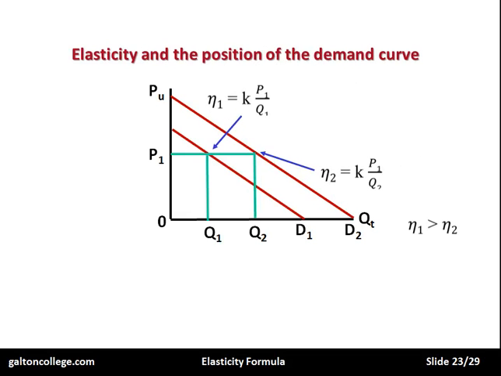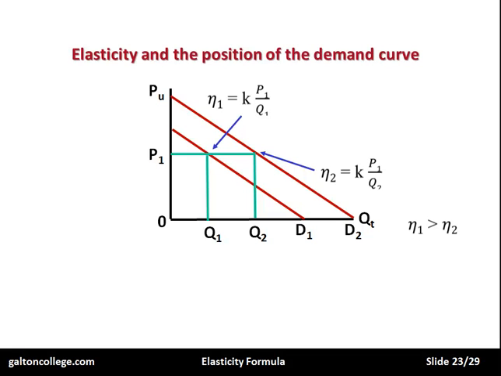It's also the case that the position of the curve influences the elasticity of demand. If you look at this diagram, here we've got two demand curves, D1 and D2, two red curves. We've kept the gradients the same. Now if we take the price of P1, we get a quantity of Q1 and a quantity of Q2. Well, look at the elasticity for Q1.